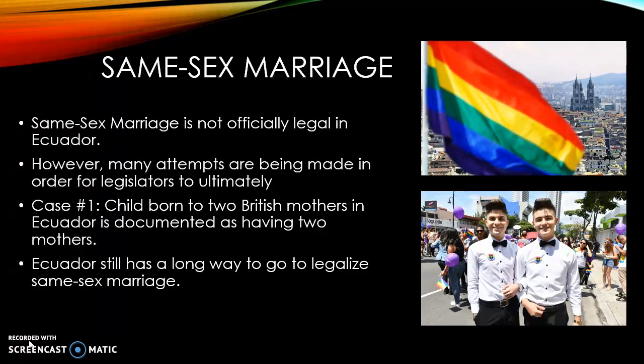This by no means implies that Ecuador is on the road to quick legalization of same-sex marriage. However, its courts have made rulings that allow more recognition to same-sex couples. Such court rulings include a child being born in Ecuador to two British mothers and being identified as having two mothers, and thus granting the couple equal rights compared to heterosexual couples. Ecuador still has a long way to go in order to legalize same-sex marriage, and in fact has more than three-quarters of the population opposed to the idea.